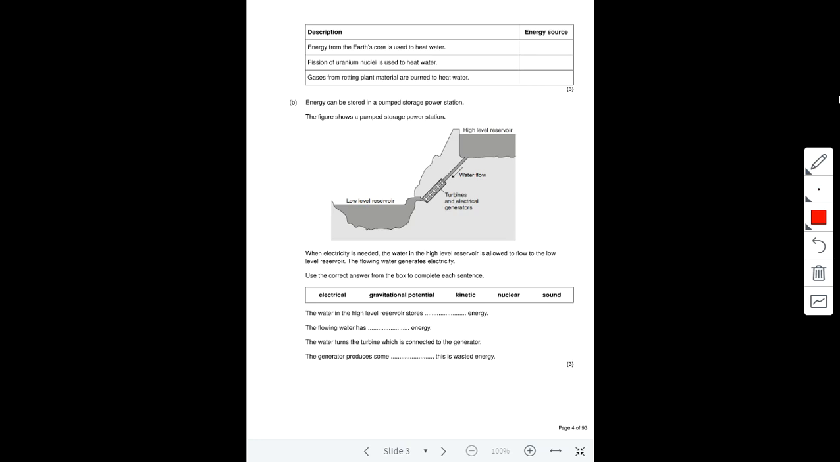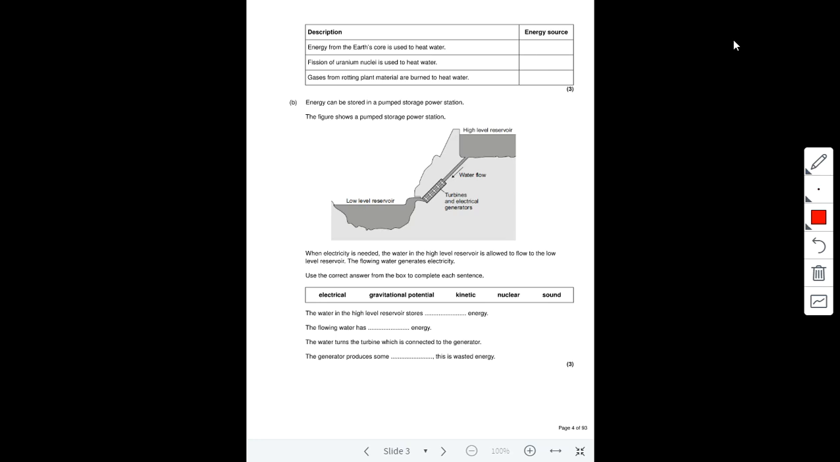Okay, next. So tell me what energy the flowing water has, out of the remaining four? Is it kinetic? Yes. I told you, the energy because of the motion. It's flowing water, it has motion, so it's kinetic energy.